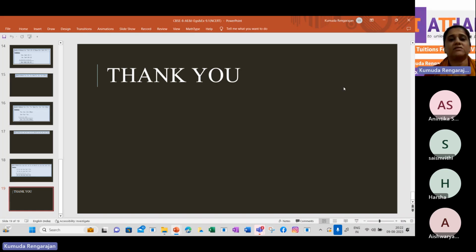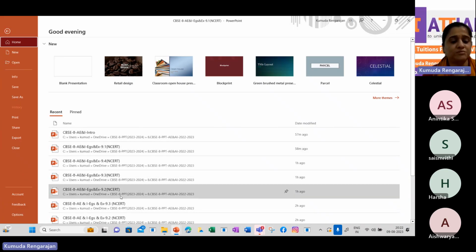So that's about exercise 9.1 from NCERT. Over to exercise 9.2.